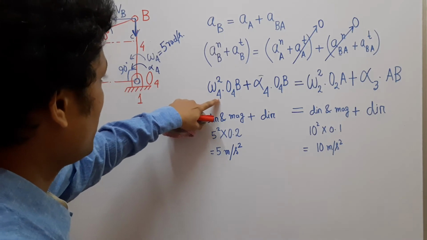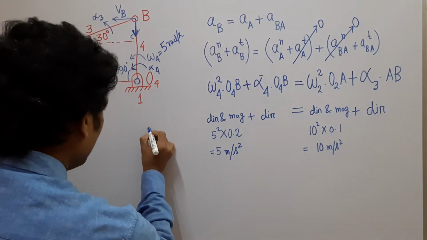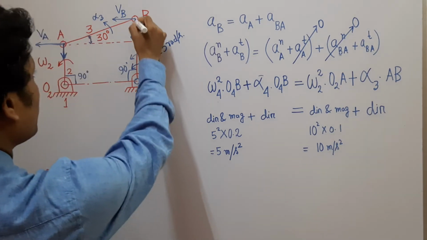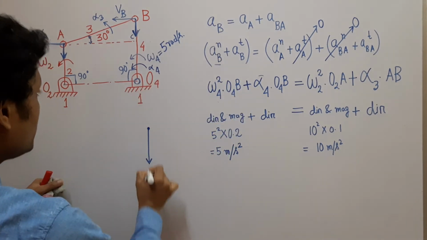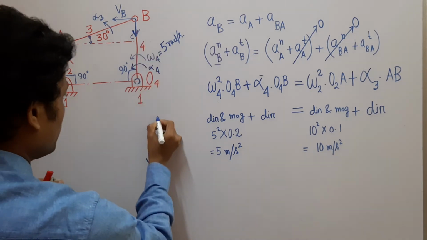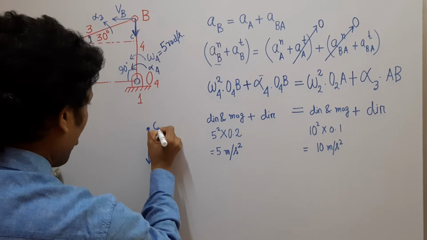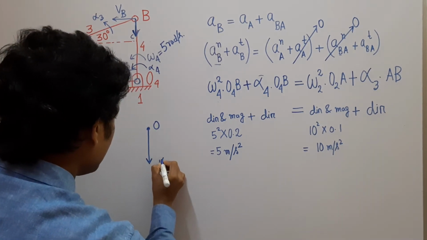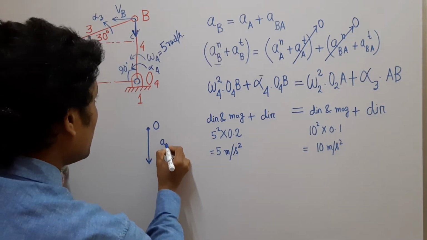So omega 4 square O4B, that is 5 meter per second square. At a scale we will draw it. The direction of omega 4 square O4B, that is ABN, is vertically downward towards O4. Say the fixed point is small o, and this point let us denote as B dash. So this is nothing but ABN.